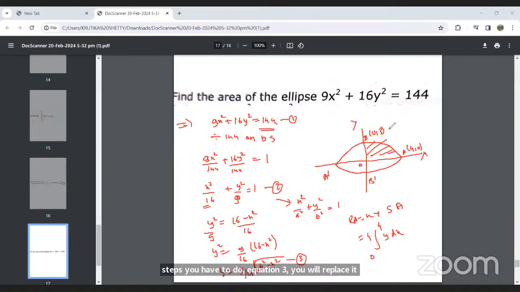The answer for this will be 12 pi. Okay, the answer will be 12 pi. You all solve it and try to get the answer. Okay, so the answer will be 12 pi square units.